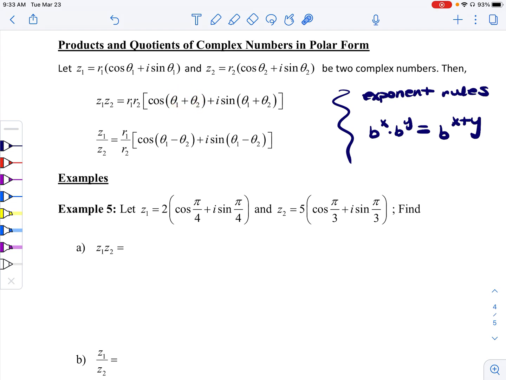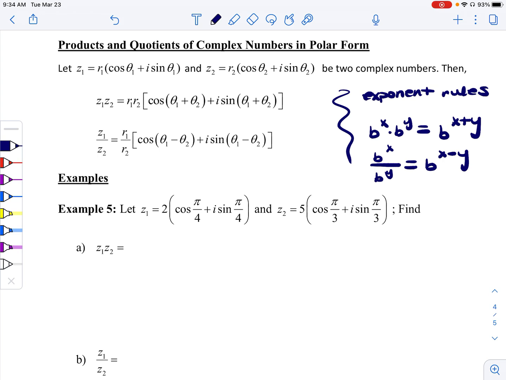Well then similarly, if we're dividing our complex numbers, start by dividing your r values, and then you subtract your angles theta 1 and theta 2. So again, this follows exponent rules. If you think about b to the power of x divided by b to the power of y, how do you combine your exponents? You subtract them. This would be b to the power of x minus y.